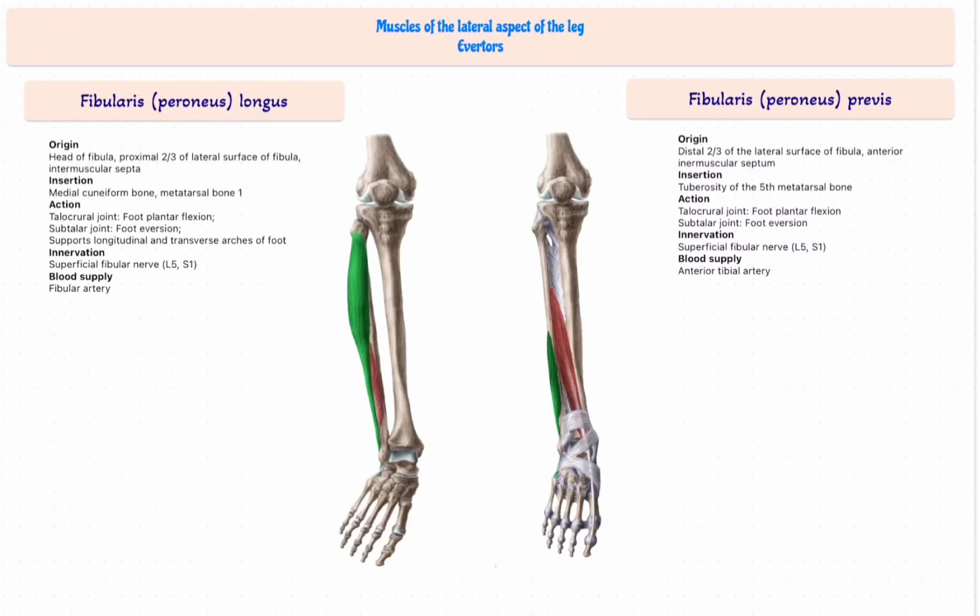The fibularis brevis muscle originates from the distal two-thirds of the lateral surface of the fibula and the anterior intermuscular septum, and inserts into the tuberosity of the 5th metatarsal bone. It is innervated by the superficial fibular nerve, while the blood supply is from the anterior tibial artery.